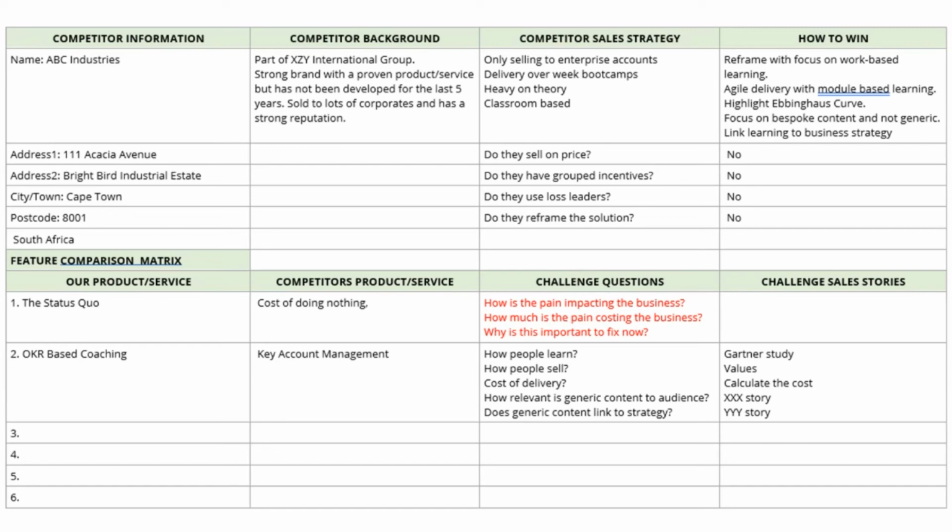You can see what's it. So Gartner, that's relating to some survey. Values, how people sell is intrinsically linked to their values, and unless you're going to come up with a methodology that 100% fits with their values, they're never going to change and adopt it. So calculating the cost, obviously that refers to cost of delivery, and how relevant is generic content to an audience.